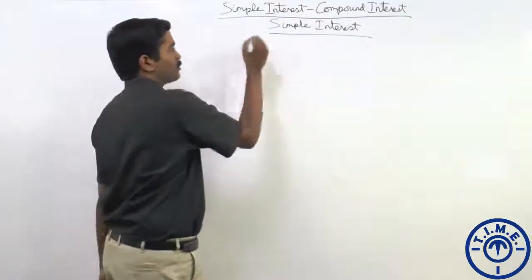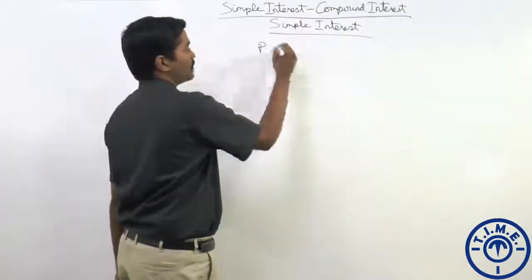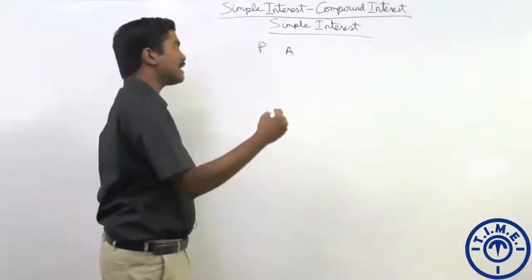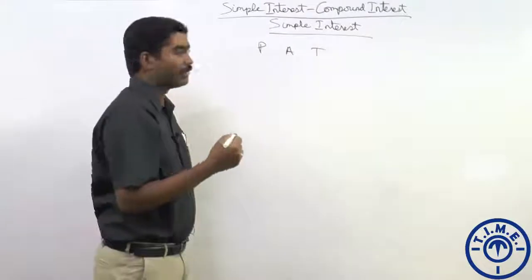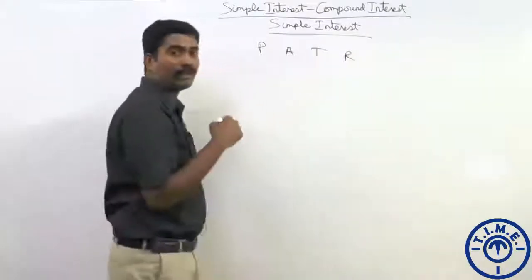We already know the terms P, which is the principal, A, which is the amount to be repaid at the end of T years, T, which is the time duration, it can be years, it can be number of months, and R, which is the rate of interest.